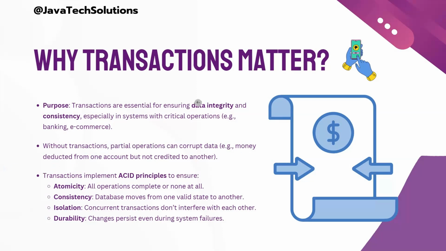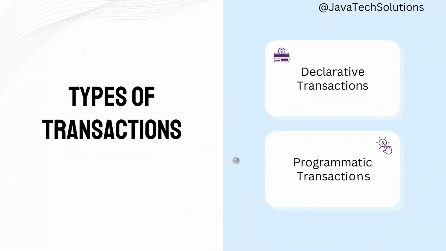Now we will talk about the types of transactions, meaning how many types of transactions are available in Spring. Spring Boot provides seamless integration with transaction management, abstracting away the boilerplate code. It uses the Spring Transactional API, which supports declarative transaction management and programmatic transaction management. In declarative transaction management, we just need to use an annotation like @Transactional, right?